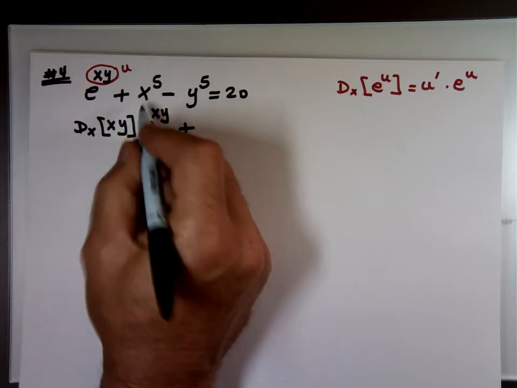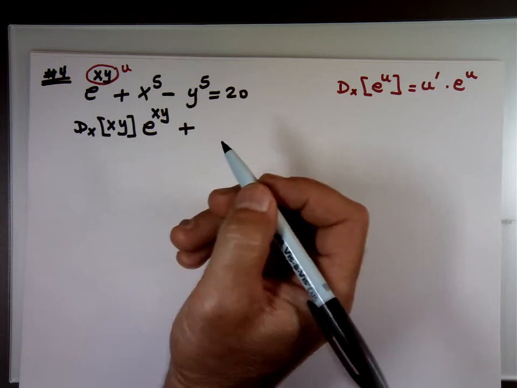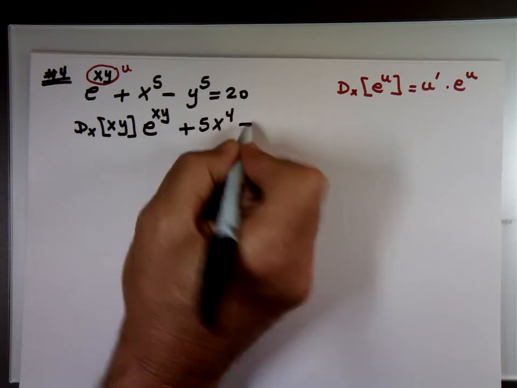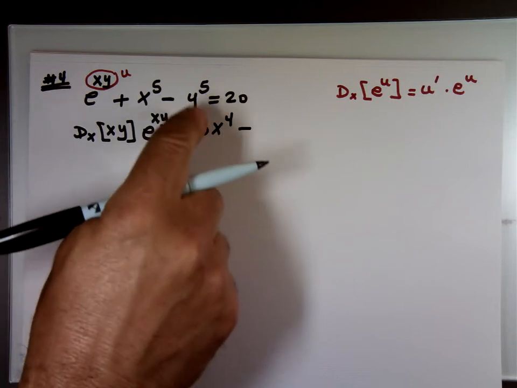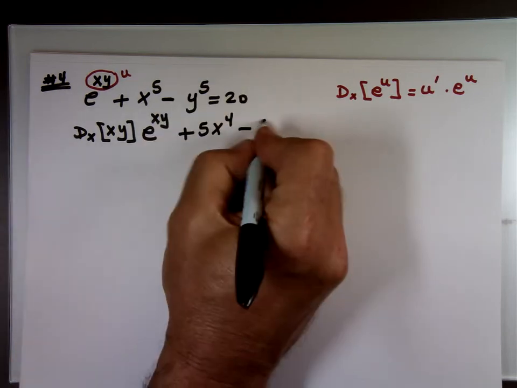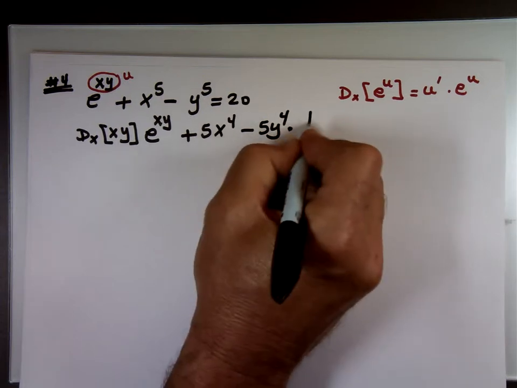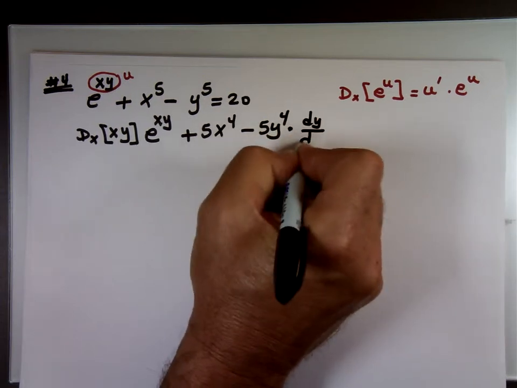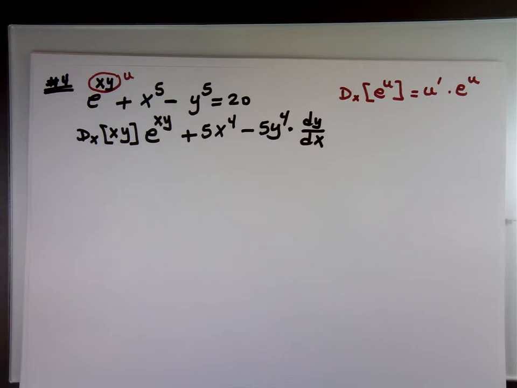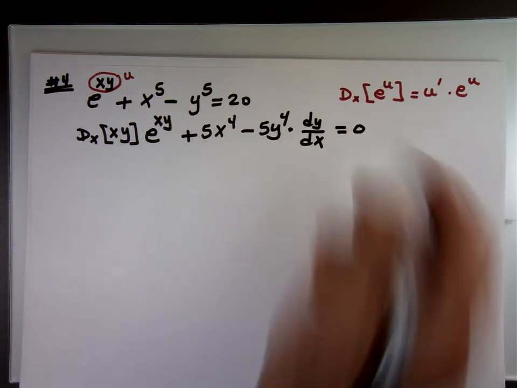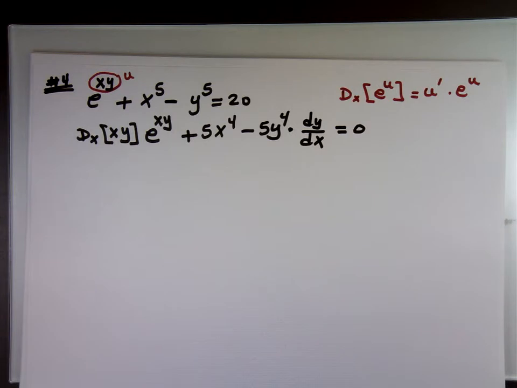What's the derivative of x to the fifth? 5x to the fourth. There's the minus. What is the derivative of y to the fifth? 5y to the fourth times what? dy/dx. And the derivative of 20? I didn't take the derivative yet of this one.